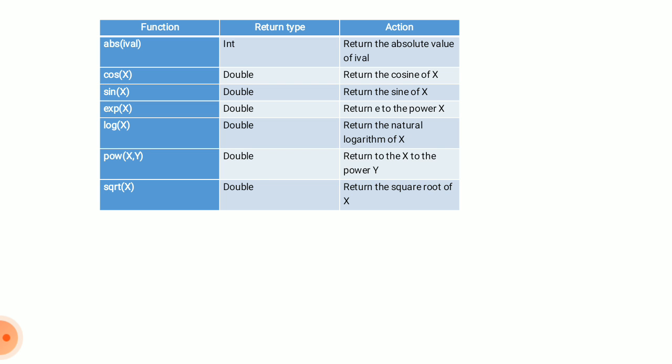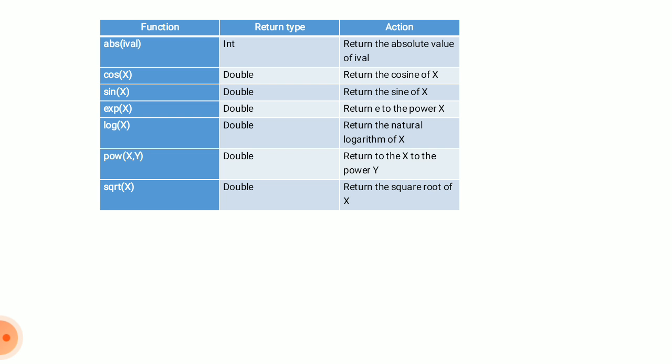abs is a function and it returns an integer type value, and the action of abs is that it returns the absolute value of ival. I means integer value. The second one is cos of x. If some students have a science background, they will understand what cos, sin, tan, log and all are. Cosine of x returns a double value and it returns the cosine of x. Sine of x also returns a double and it returns the sine of x.